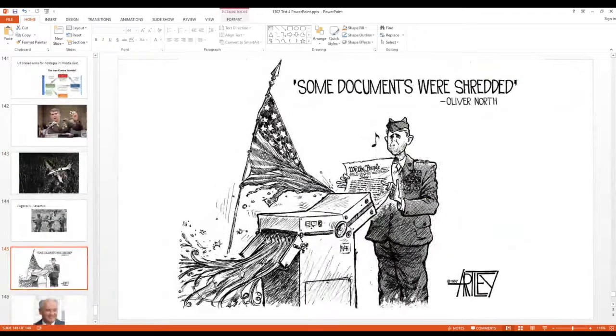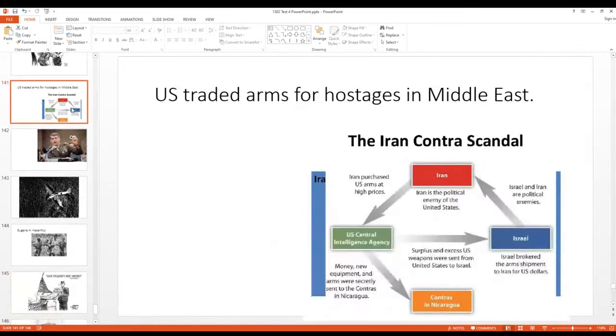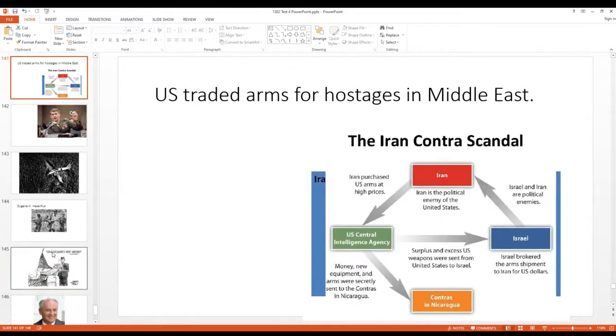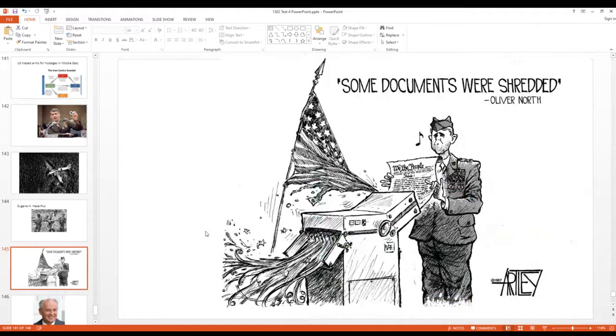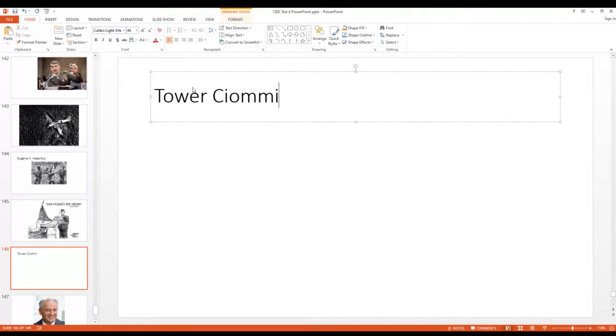Now, North started shredding documents, okay? But there was one document that did not get shredded, okay? And it was a document that pretty much spelled out this here, okay? So the whole thing began to unwind. Reagan's approval rating dropped. There is an investigation by what was called the Tower Commission. John Tower, who was a senator from Texas, it's not much of a commission. It had no power to compel witnesses. It had no subpoena power, but it did find out a number of things.